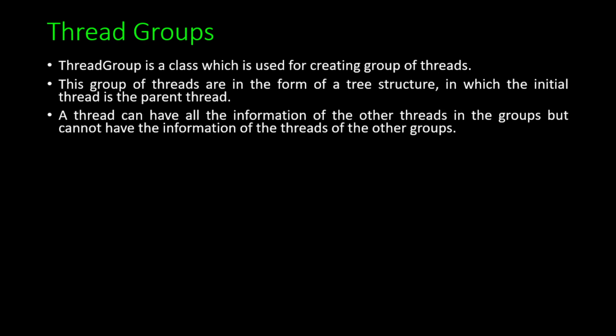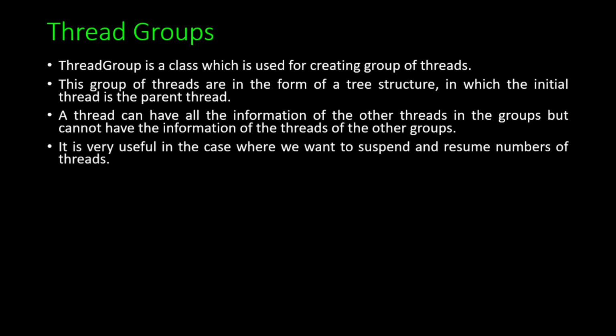A thread can have all the information of the other threads in the same group, so that's always possible. But in the same manner, a thread cannot hold information about any other group. Whatever information surrounds a single group will be available to all the threads inside that group, but not outside that group. That's what we have to understand here.